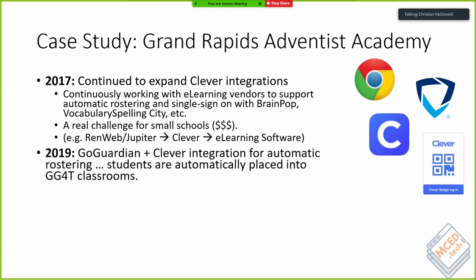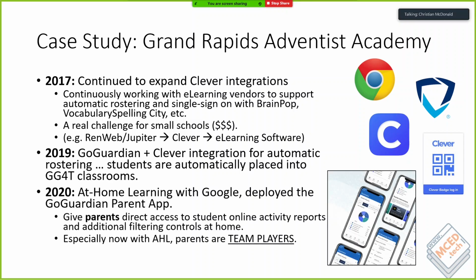In 2019, GoGuardian began to integrate with Clever, which we use for automatically rostering students and placing them in GoGuardian for Teacher classrooms. And then just within the last few weeks, we took the data that already existed in RenWeb, built integrations to actually extend this out into GoGuardian for parents. And the GoGuardian Parent app actually gives parents direct access to their students' online activity reports and also additional filtering controls while at home. Because especially now with at-home learning, we have to consider parents as team players.